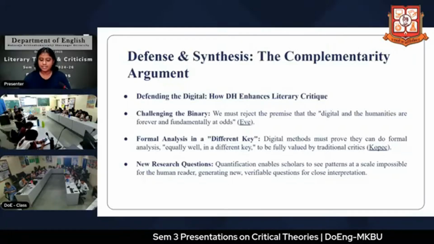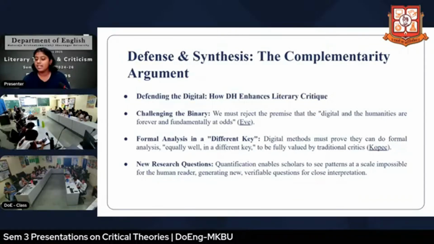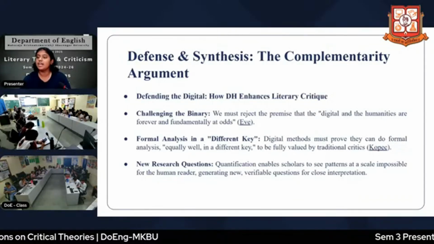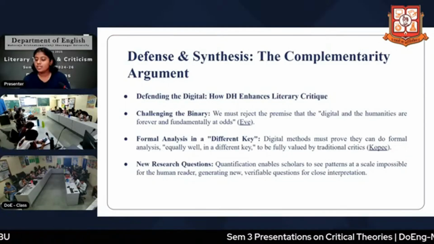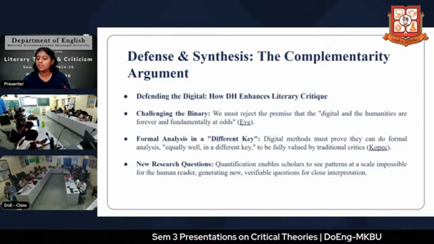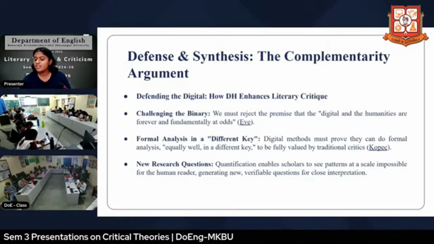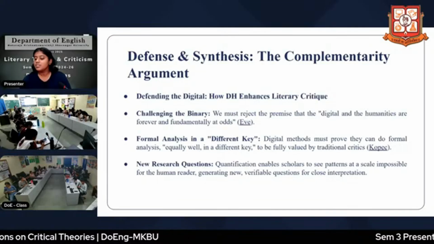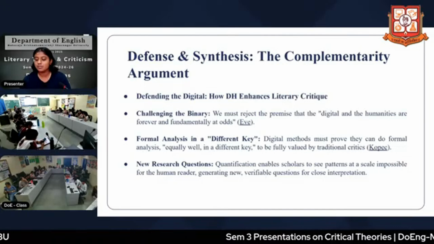So Martin Eve argues that we must reject the idea that the digital and the humanities are forever and fundamentally at odds. So the goal is not to replace close reading, but to do formal analysis in a different key. And digital methods should generate insight as well as or better than traditional methods.